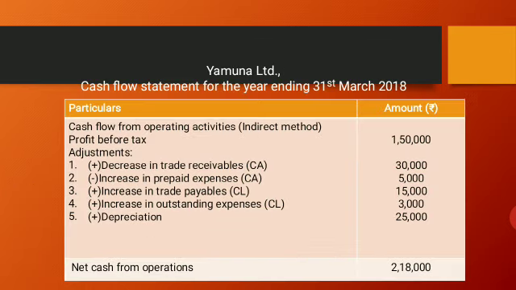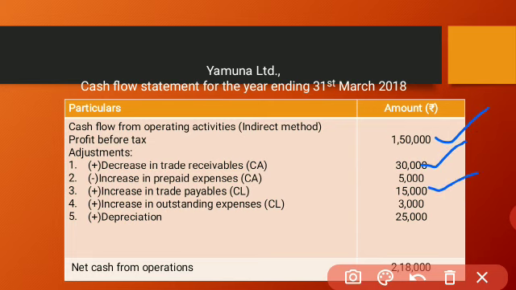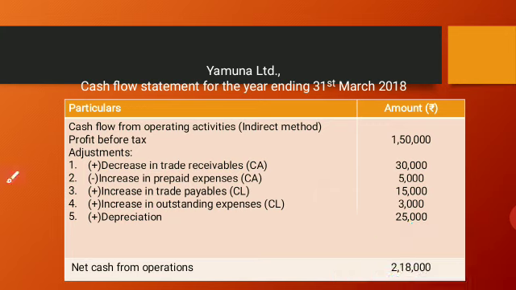Now what is the next procedure? All the amounts to be added: 1,50,000, we have 30,000, then 15,000, then outstanding expenses 3,000, then depreciation 25,000. Add all this. From this amount you have to deduct 5,000 rupees. That you have to deduct, and we get the amount as 2,80,000 rupees. So the amount will be net cash from operations.